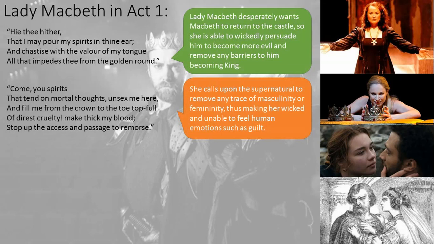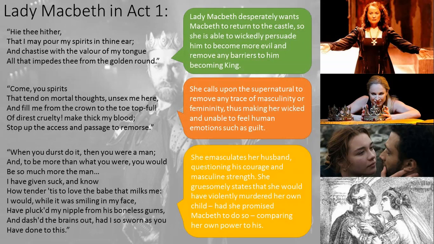The second extract we're going to look at is a short extract from her soliloquy, and she calls upon the supernatural spirits. She asks them to unsex her, so to remove any trace of masculinity or femininity. She wants to be filled with cruelty and evil, and she wants to stop any remorse that she might feel. So she wants to stop any feelings of guilt. Now, in removing any trace of masculinity or femininity, she's thus removing any ability to feel any human emotions. And she sees that as making her less vulnerable and thus even more powerful.